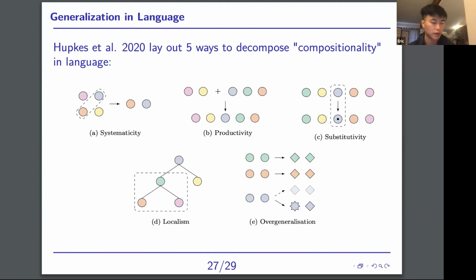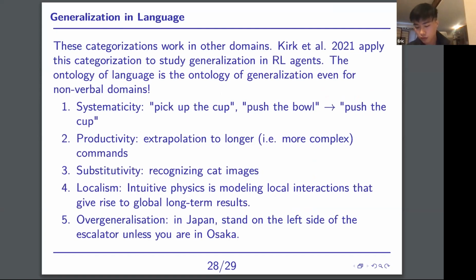So for example, if there's some conjugation in Spanish that has some exception to the word, it's not going to be biased by all the other cases in the data set that follow the common conjugation pattern. These categorizations actually work in other domains, and there's a recent nice paper studying this categorization of generalization for reinforcement learning agents. They look at systematicity, productivity, and so on in the context of RL agents, and they develop analogs for what it means for these concepts in RL.